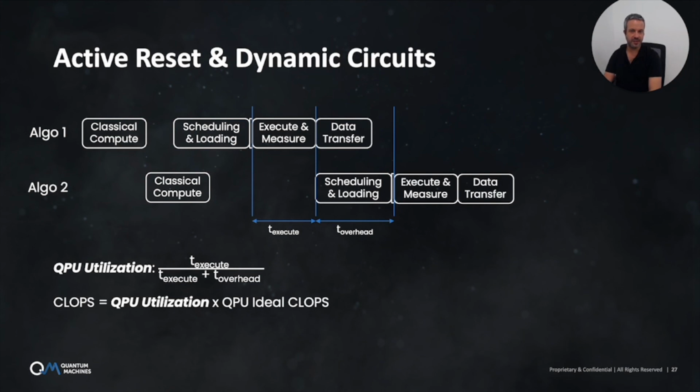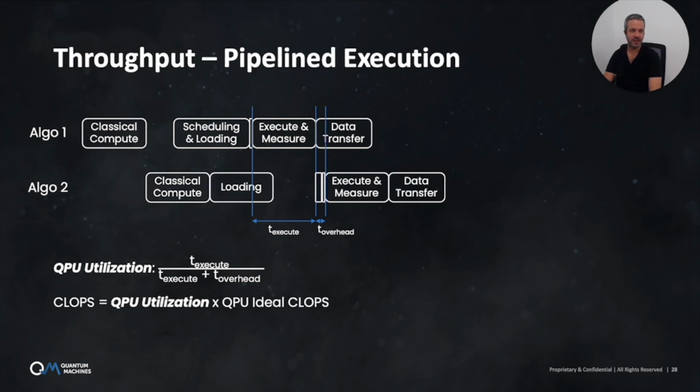Next, as we've seen, we can significantly reduce the initialization time by using active reset techniques and dynamic circuits for multiple circuit iterations. And last, we can pipeline one algorithm execution with the loading of another, achieving a full pipeline execution. This requires the quantum computer to maintain multiple concurrent contexts and efficiently schedule them for execution. We're working on the pipeline execution architecture to allow reducing the overhead and maximizing the QPU utilization.